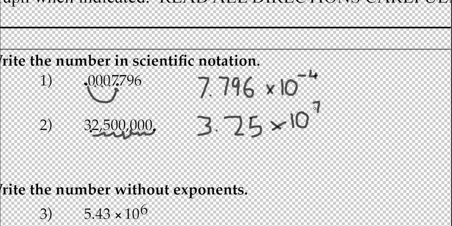The way I remember it is this is a huge number, 32 million. It's a big number, so it's got the positive exponent. I'll just quickly do this one. Anyway, that's it. That's your scientific notation.